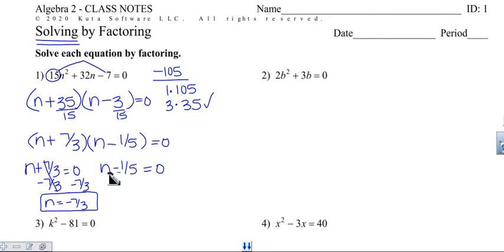In this equation, 1/5 is being subtracted from n. The opposite operation would be to add 1/5 to both sides. This gives me n equals 1/5.